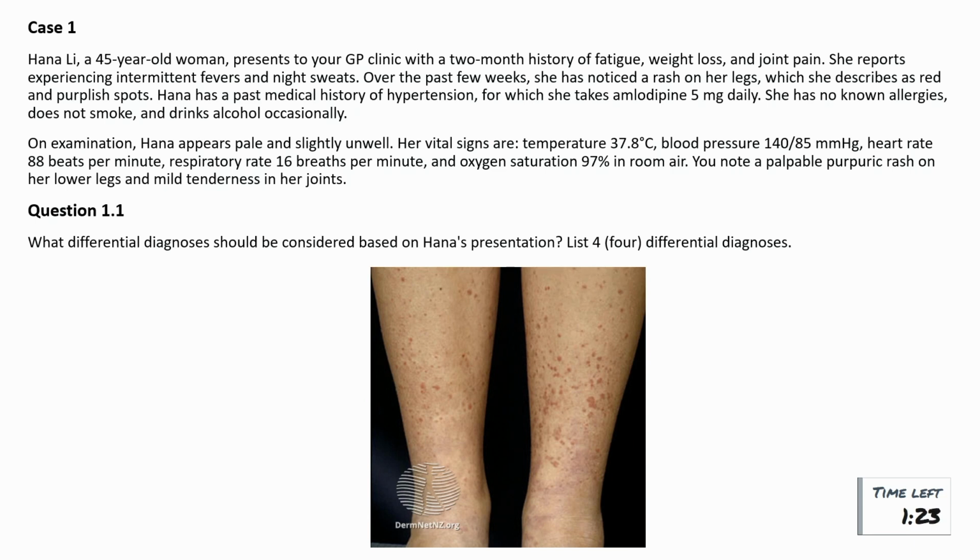On examination, Hannah appears pale and slightly unwell. Her vital signs are temperature 37.8 degrees, blood pressure of 140/85, heart rate of 88 beats per minute, respiratory rate of 16 breaths per minute, and oxygen saturation of 97% in room air. You note a palpable pruritic rash on her lower legs and mild tenderness in her joints.